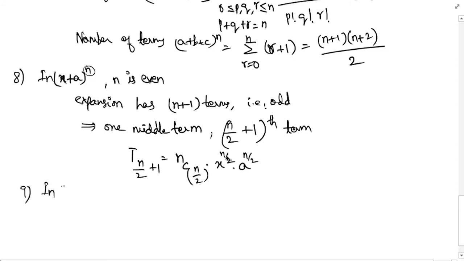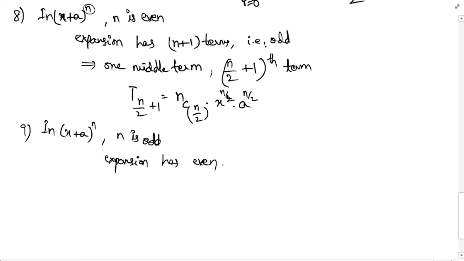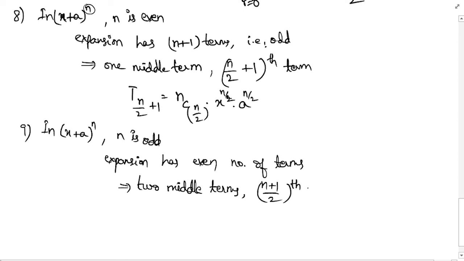Now in (x + a)^n, if n is odd, then the expansion will have n + 1 terms, which will be even. The expansion has an even number of terms, so there will be two middle terms here. Are you understanding? They are the ((n+1)/2)th term and the ((n+1)/2 + 1)th term.